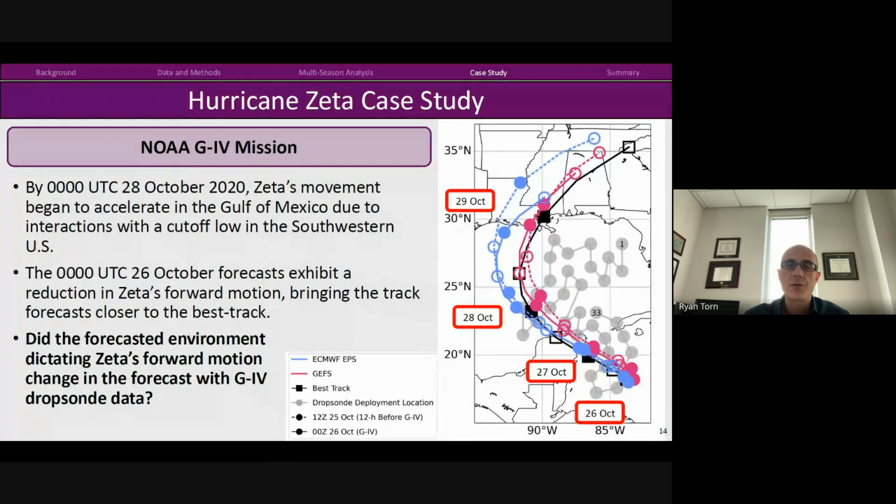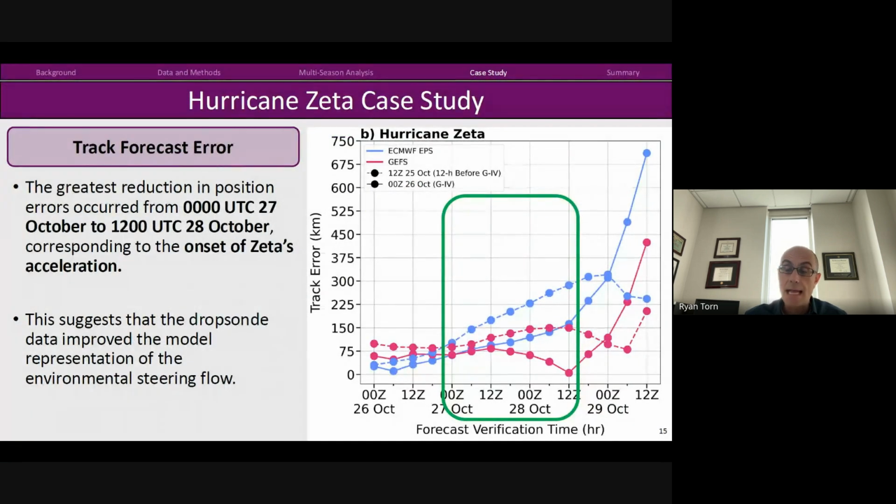If we go to the next slide, we try to do a little bit of diagnosis of where this happens. Here is the track error as a function of lead time, verification time. Again, you see that a lot of that improvement comes in the window from 0 UTC on the 27th of October to 12 UTC on the 28th. That's in the period when the storm is over the Gulf of Mexico. So it's saying that a lot of that error reduction is coming potentially from the environmental steering flow around the storm.